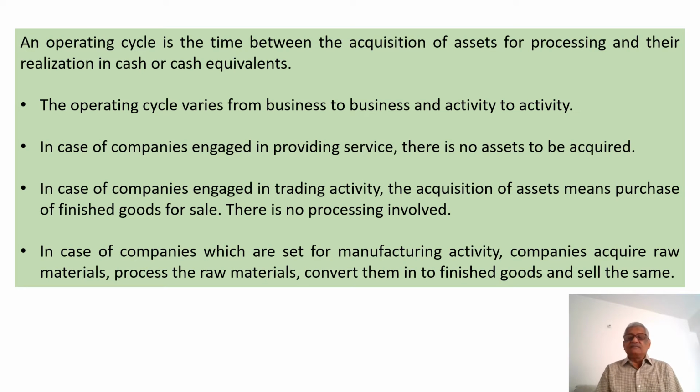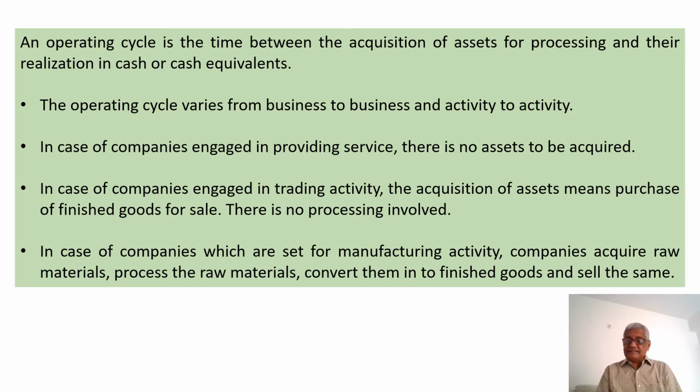The operating cycle varies from business to business and activity to activity. Say, for example, PVC pipe manufacturing may not require more than 24 hours, whereas ship breaking activity, which we are considering, takes even more than 1 year. So it varies from business to business and also activity to activity.